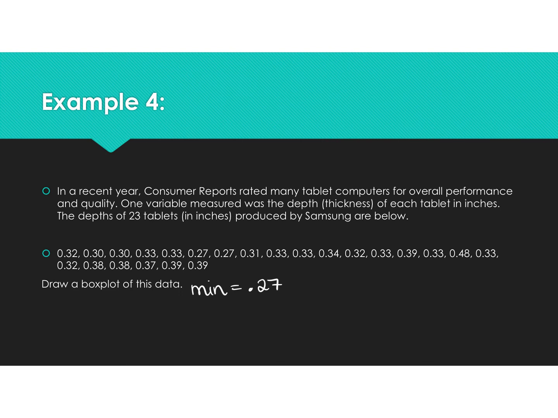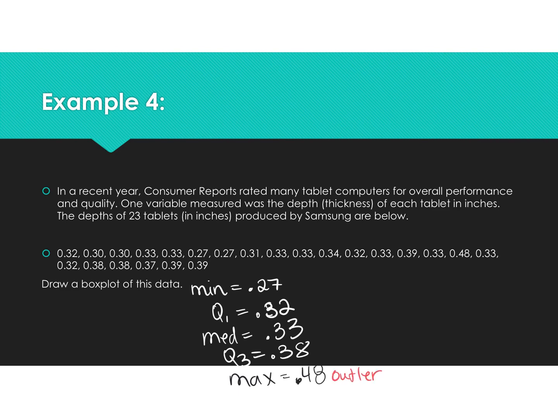Okay, so this is the data that we used on the tablets. The minimum was 0.27. What was Q1? 0.32. The median was 0.33. What was Q3? And the max was 0.48. And was there an outlier? 0.48 was considered an outlier.